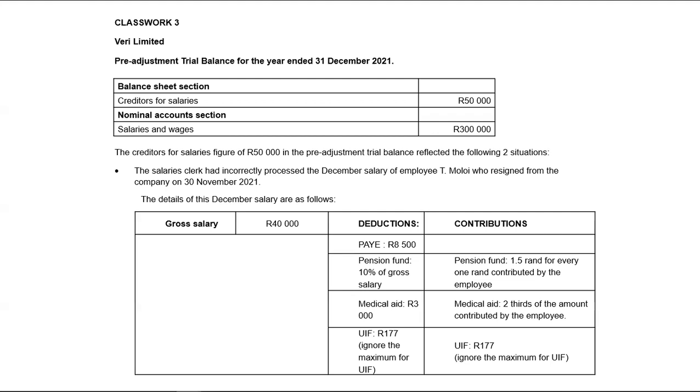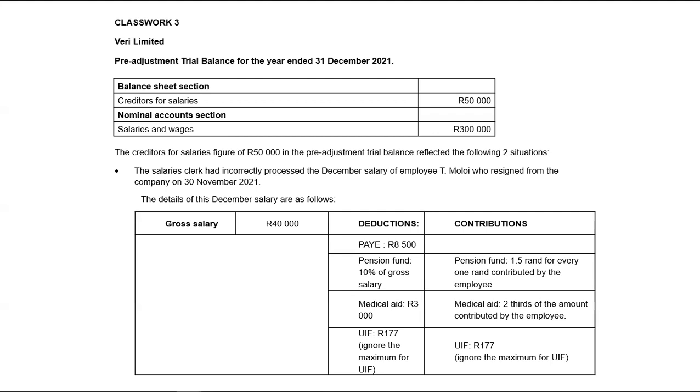It's 40,000, pay as you earn, it's 8,500. You've got pension, which they told you is 10% of gross salary. We've got medical aid, which is 3,000, UIF, which is 177. For contributions, they told you that the company contributes 1.5 for every 1 rand contributed by the employee. So first we need to find out how much the employee contributed.